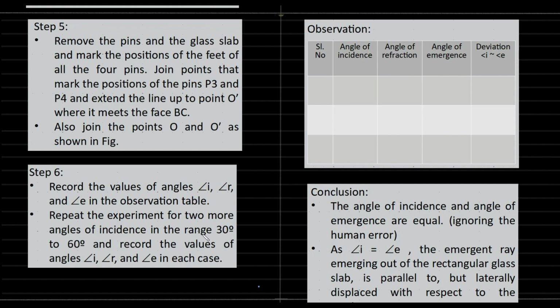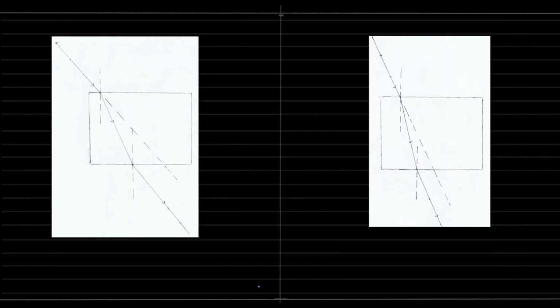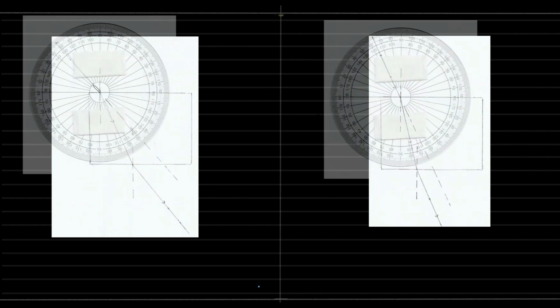Then remove the pin and mark the things and join the lines and so on and so forth, and record the angle of incidence, refraction and emergence. Repeat the experiment for another set of values. Like that we can do 3 times. I have shown you guys once. I have done 2 times, which is relevant to this particular thing. So this is your first one and the second one. So let's look at the angles.